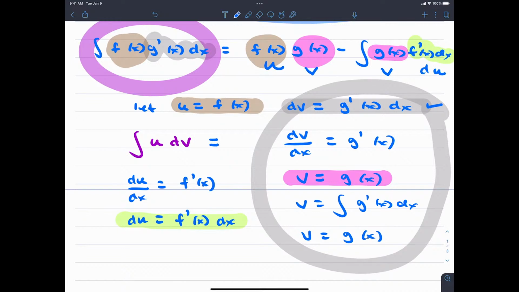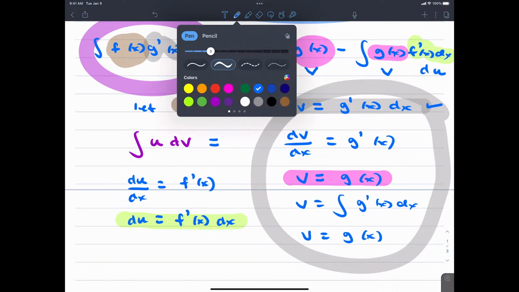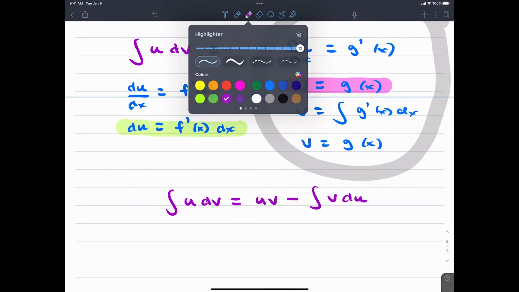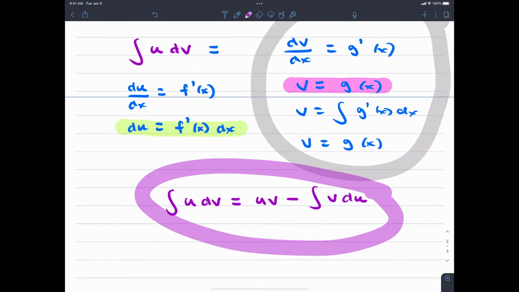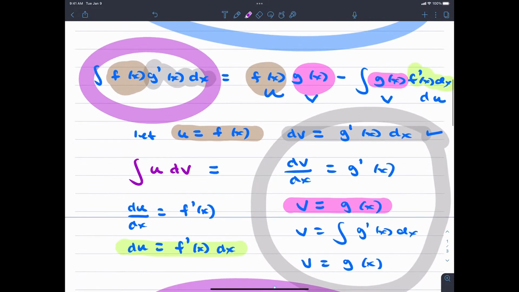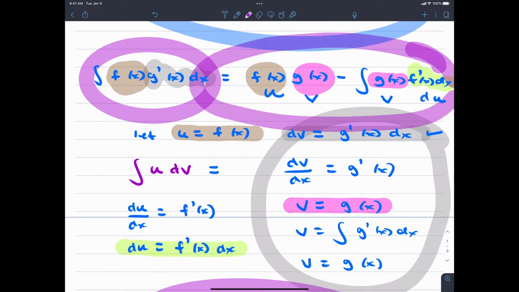And I know you look at all this color and you say, what is going on? Well, here's what's going on. The integral of u dv is uv minus the integral of v du. This is what you want to memorize and sing in the shower. This is really what we're looking at. Okay, I derived it for you.